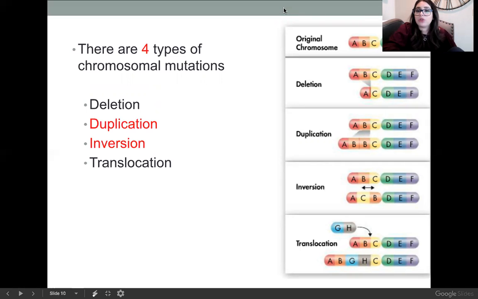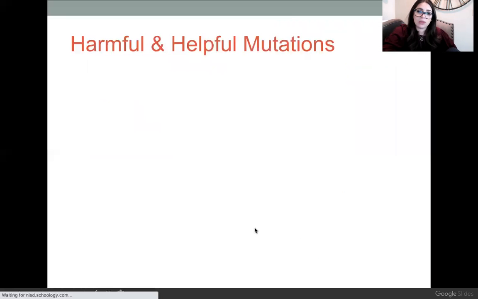So you had your original that went from A to F. You can see that the B is missing in the deletion, that there's an extra one in the duplication, that B and C were switched in inversion. And you guys have heard about taking the inverse when you guys do fractions and math and stuff like that. And then here again, the translocation, this GH moved into this location.